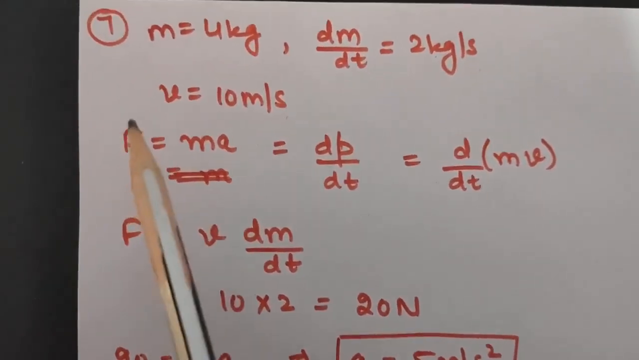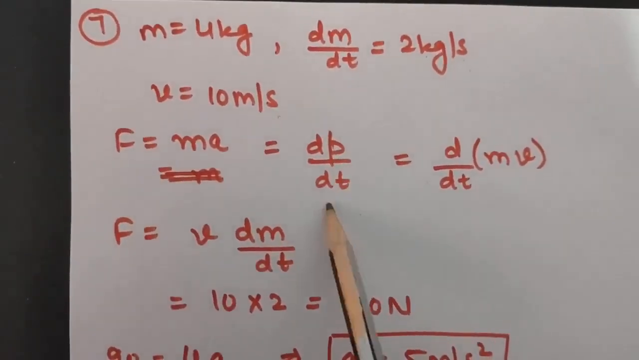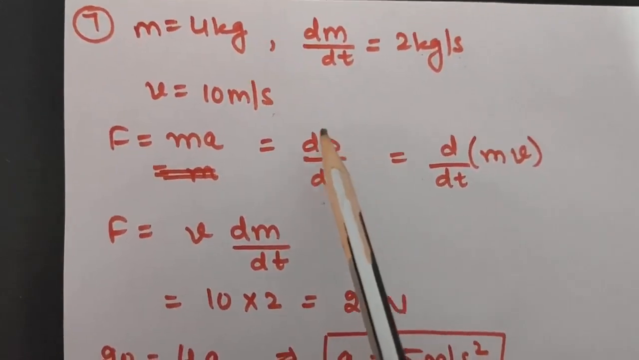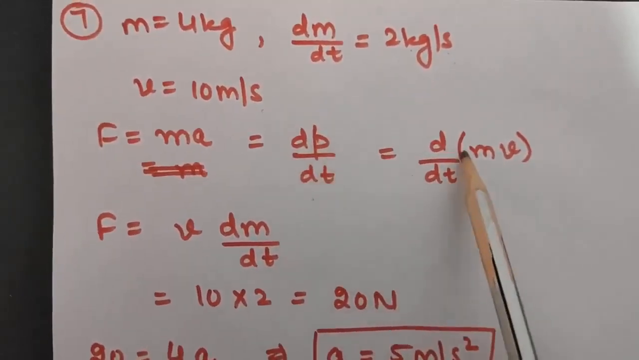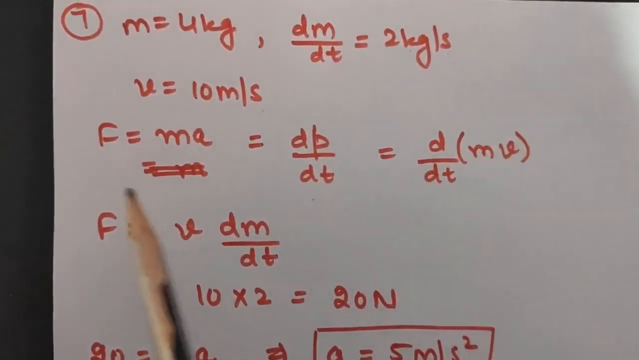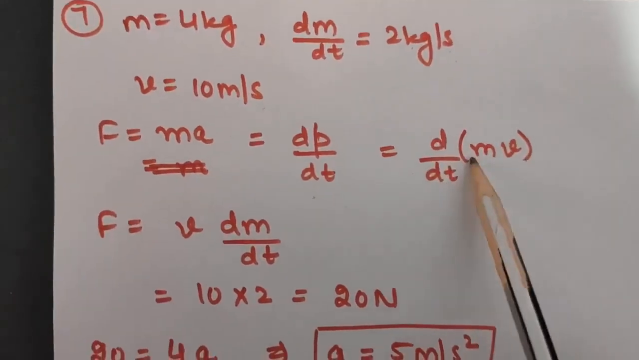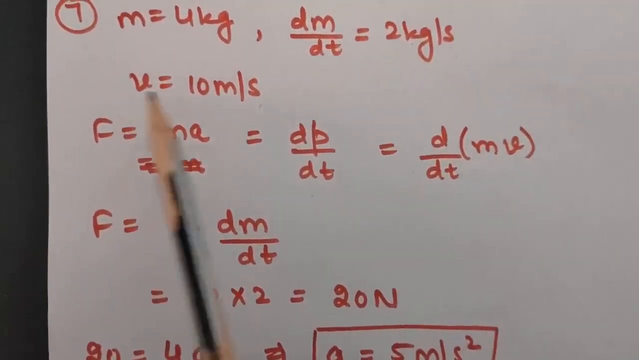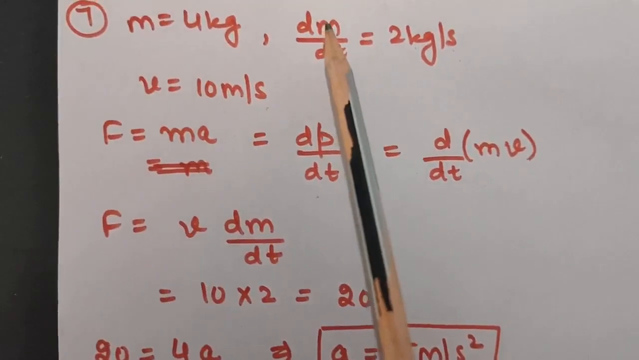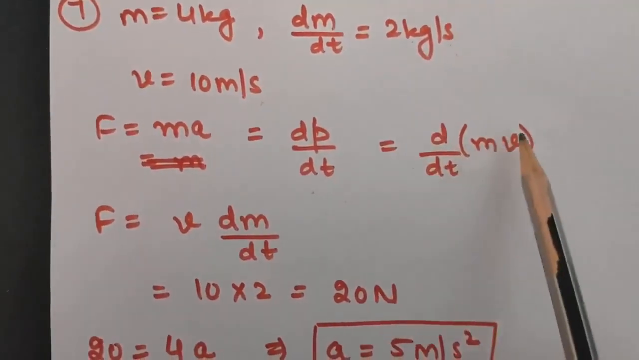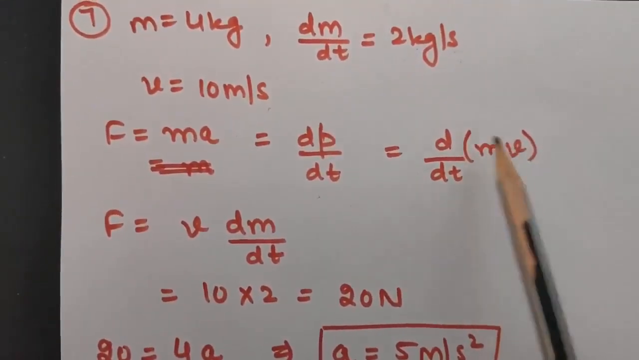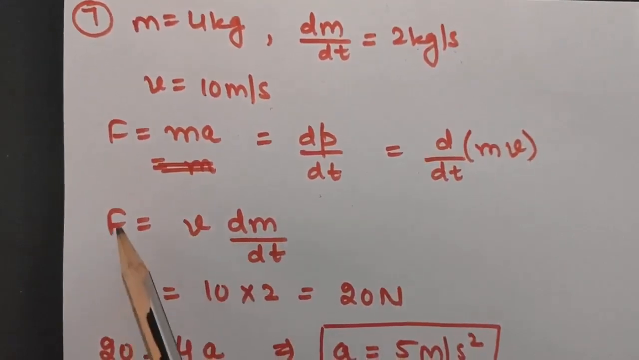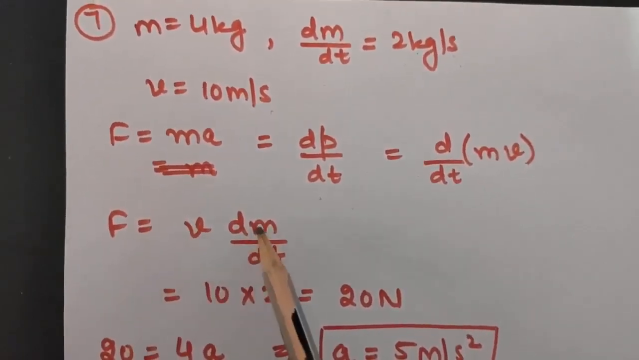So as you know, F is equal to dp by dt from Newton's second law, and you also know linear momentum is defined as mv. So it becomes F is equal to d by dt of mv. Now look clearly here, v is constant but mass is depending on time. So because v is a constant, it will come out of differentiation. So it will become F is equal to v into dm by dt.